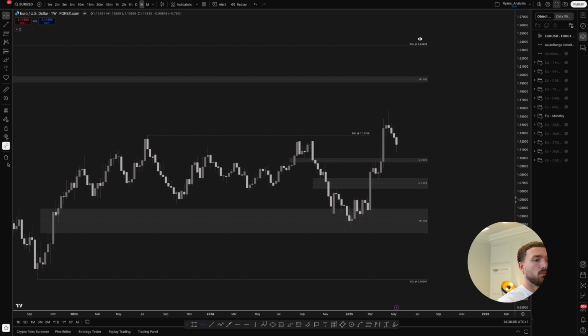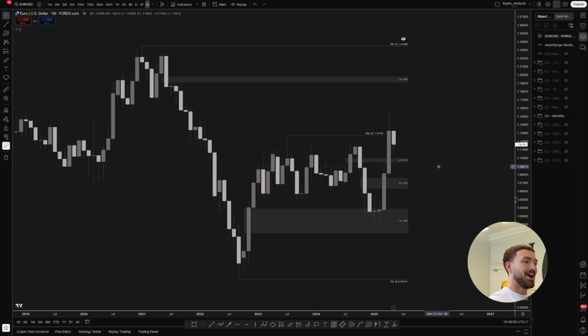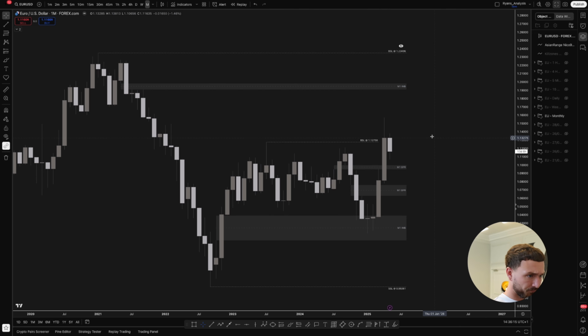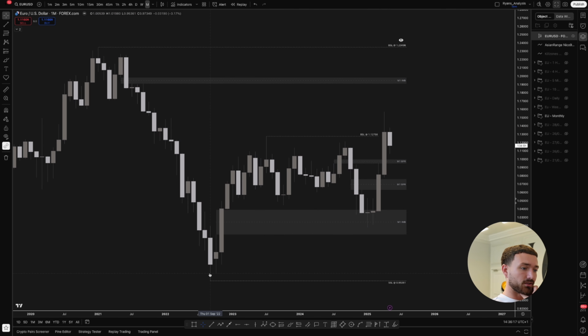Okay, so we're on the monthly chart here on the Euro. As you see, we've got that monthly close above this buy side liquidity here, which is really, really nice to see. But let's just break it down from the start. So obviously, we had this low here at 0.95361.